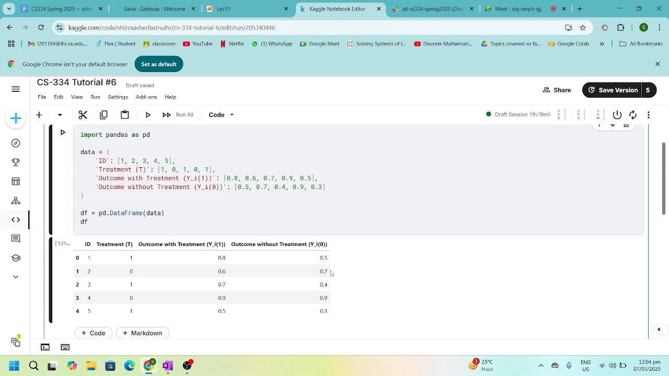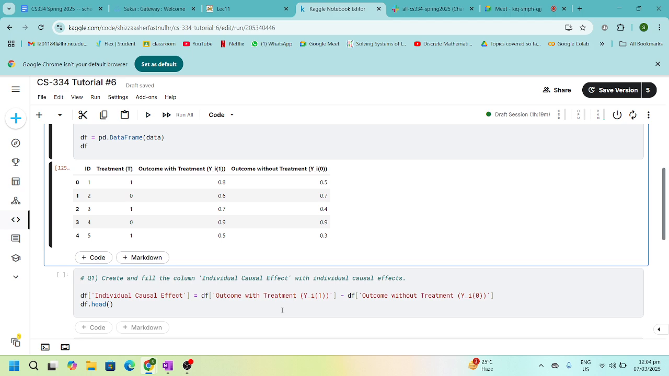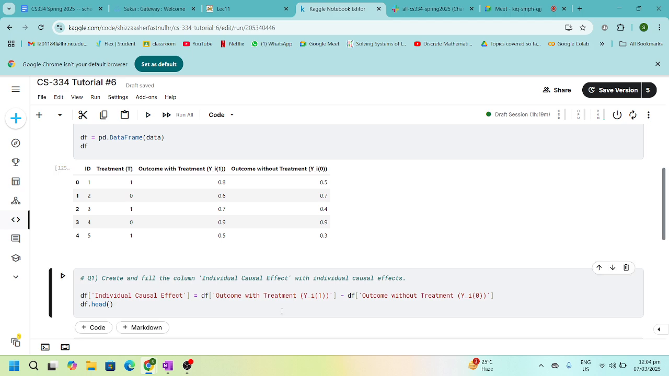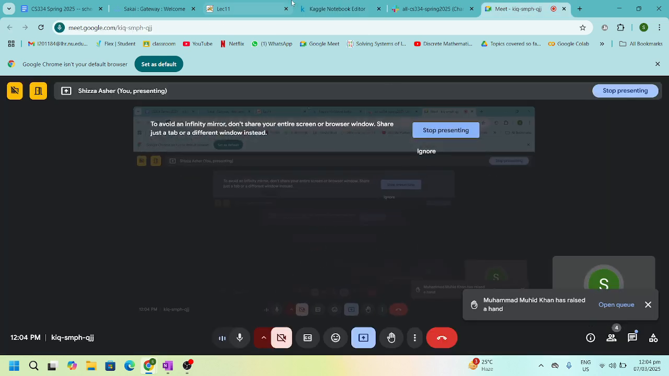Basically, we're going to try and find the average treatment effect first and then estimate it. Yes, Mohit, go on.